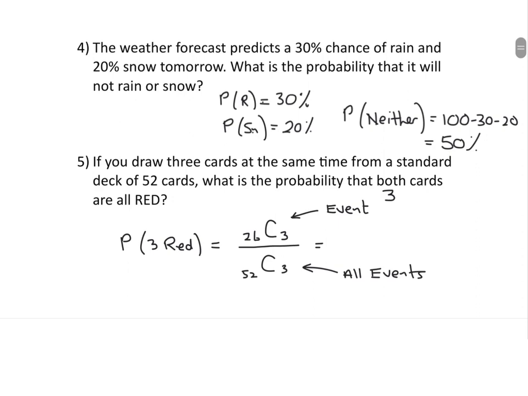0.117, which equals, and it's a 6 after the 7, so it's actually 11.8%.